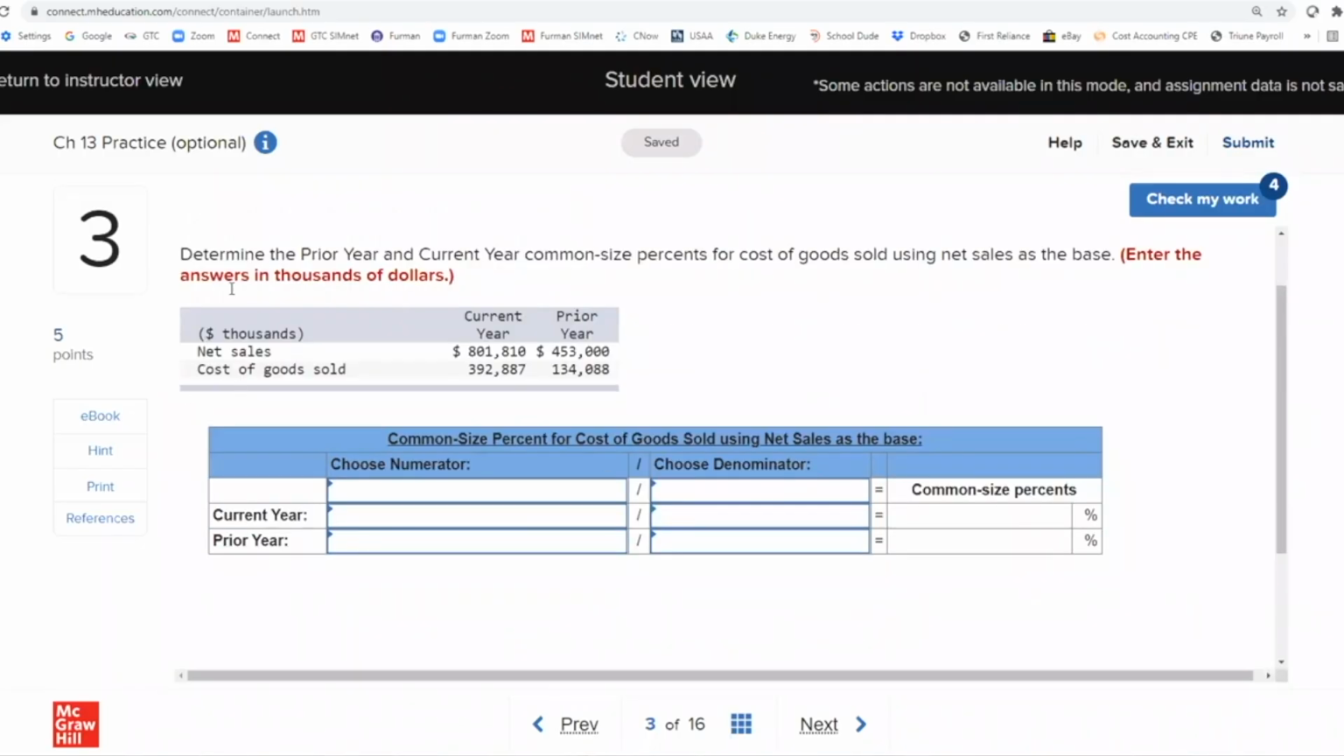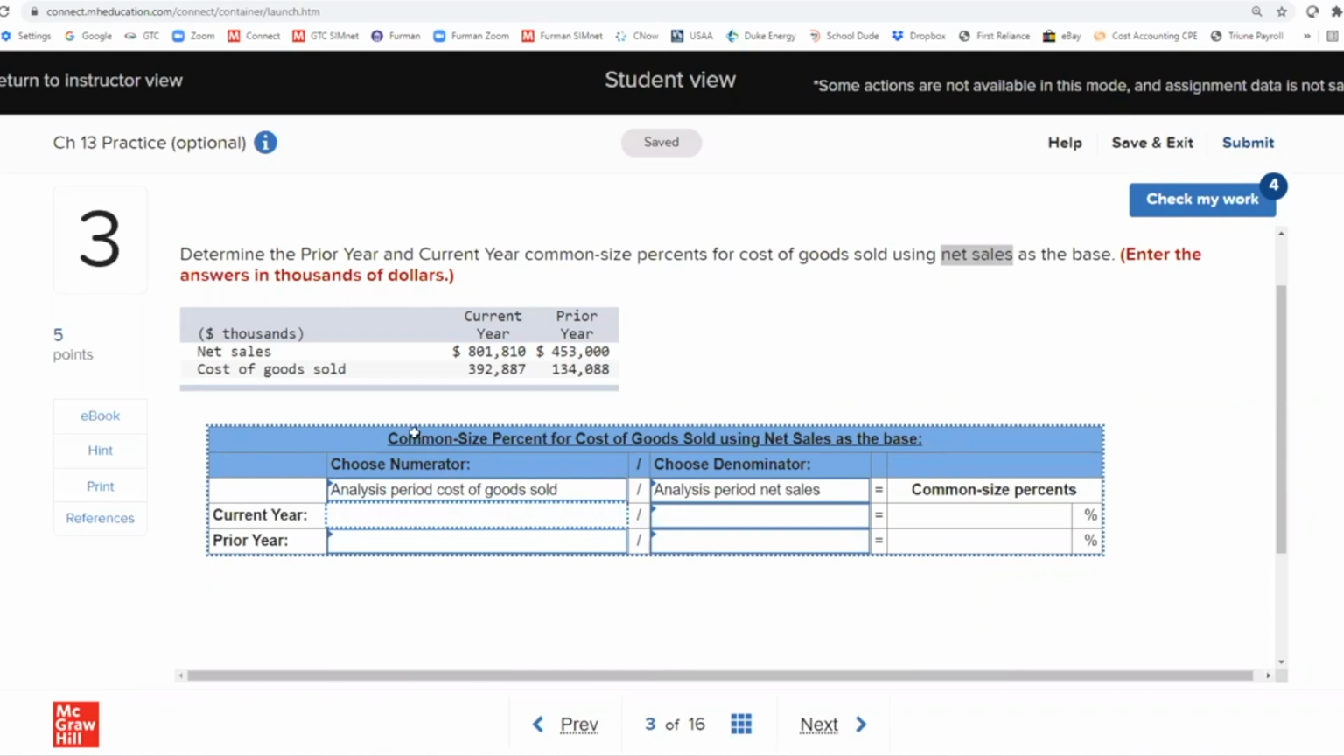So let's do number 3. Determine the prior year and current year common size percents for cost of goods sold. For cost of goods sold, okay. So I want the common size percent for cost of goods sold. Now, what's my base going to be? Net sales. All right. I want to know what cost of goods sold is as a percent of my net sales. And so we're going to take the cost of goods sold divided by the net sales.